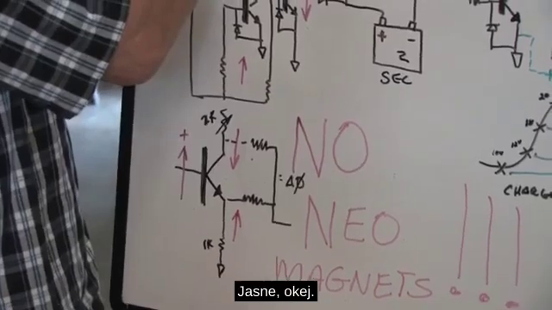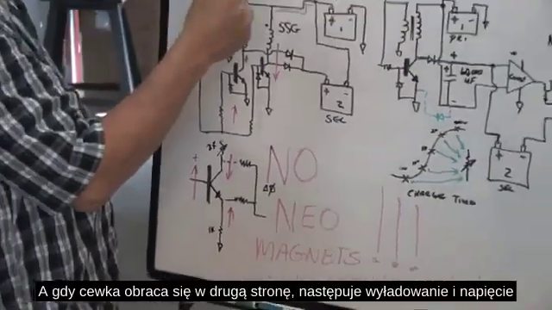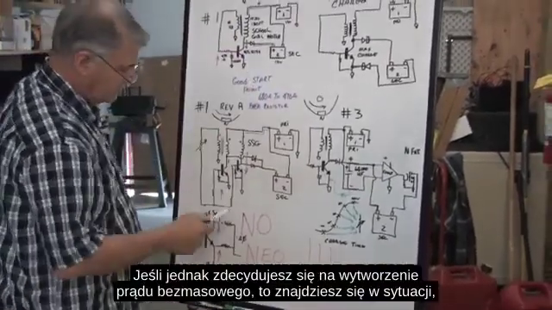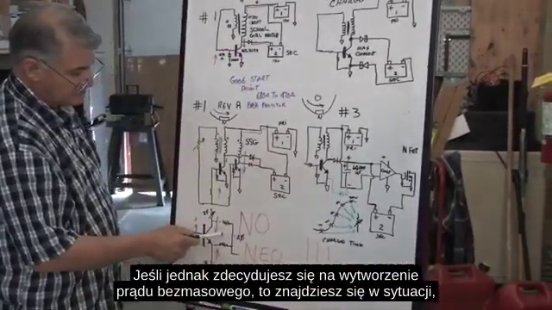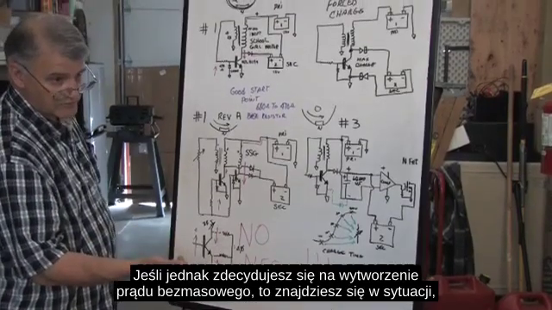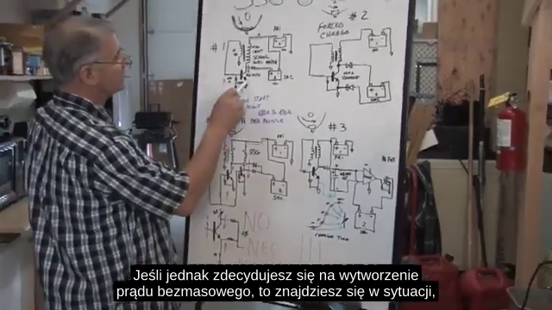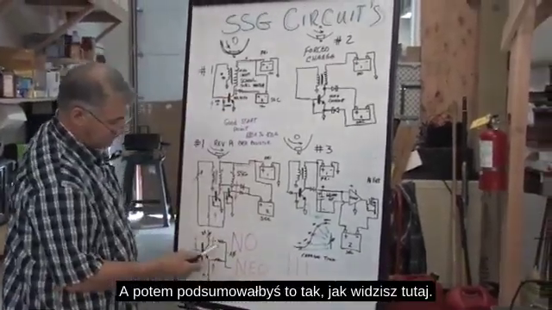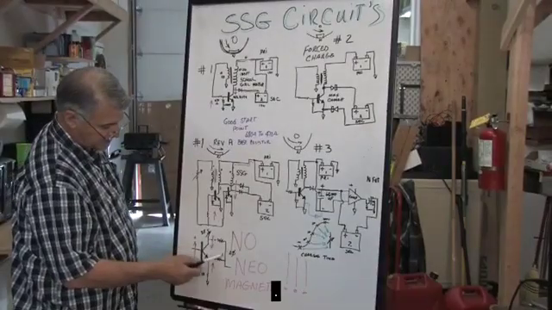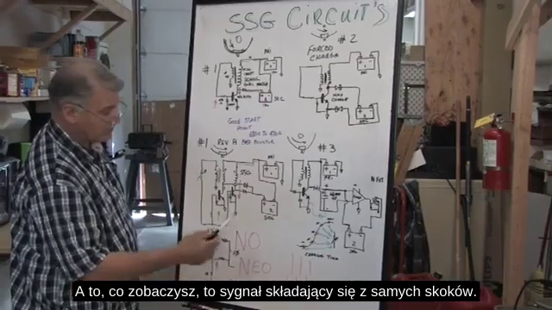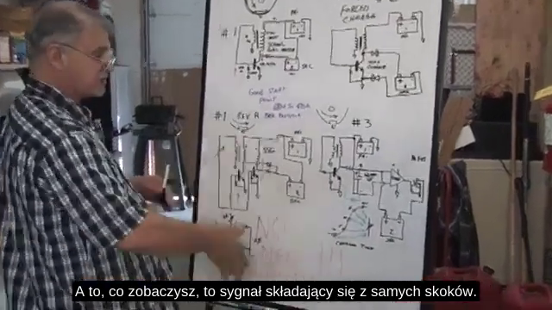And as the coil flips around the other direction, then the discharge occurs and the voltage goes to the battery. However, if you choose to make a massless current, then you would find yourself with a resistor in here, and then you'd be summing this like you see right here. And then this would be a delta 0. And what you would see is a signal that's just spikes.